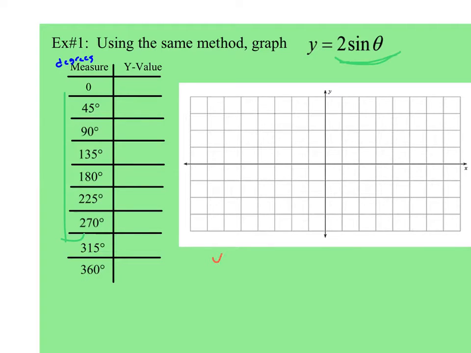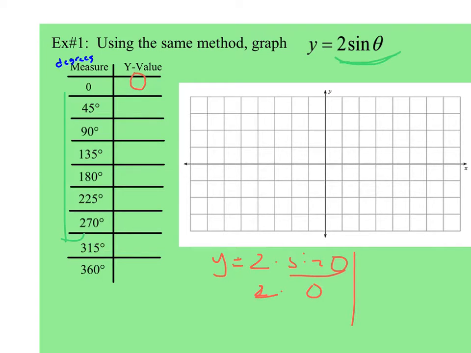If I was going to do y equals 2 times the sine of 0, I need to figure out what the sine of 0 is. The sine of 0 according to the unit circle is 0. So 2 times 0 is 0. That's how I figured out this ordered pair. That's not a difficult one.